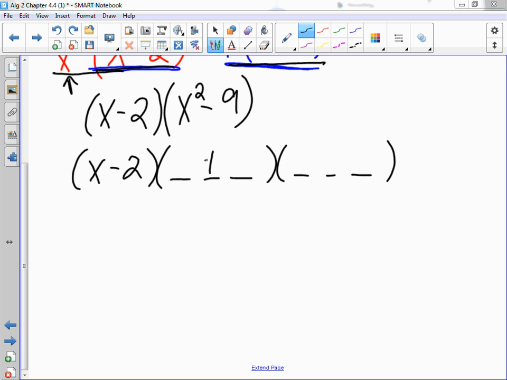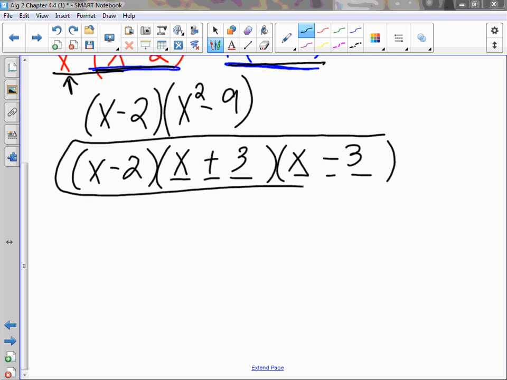Since it's negative, the signs are different. The factors of x squared are x and x, and the factors of 9 are 3 and 3, because x squared minus 9 is the difference of perfect squares.